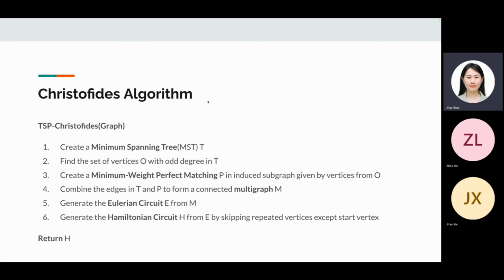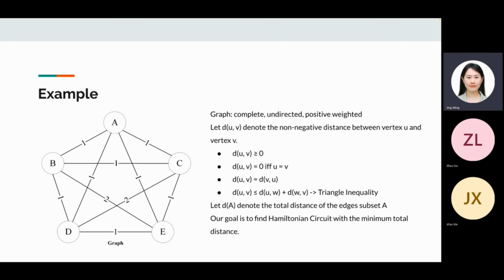And the algorithm is like this. Then I will show an example step by step. The example is this complete graph with 5 vertices and 10 edges. The d(u,v) denotes the non-negative distance between u and v, and d(A) denotes the sum of distances among the edge subset A. And our goal is to find the Hamiltonian cycle with the minimum total distance.